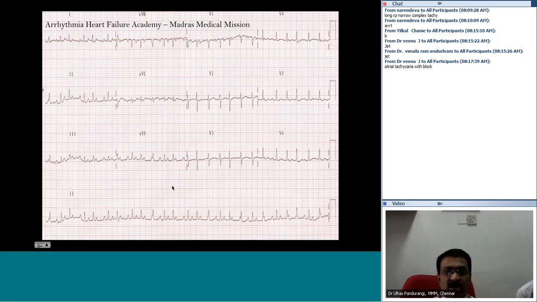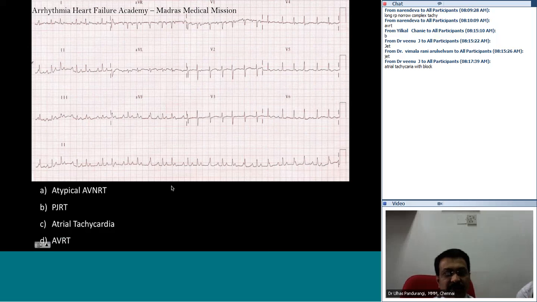Now with this background, I will put up the question. Is it atypical AVNRT? Is it PJRT? Is it atrial tachycardia? Or is it AVRT? I would like to see some response. Vimala Rani says it is C, atrial tachycardia. She is perfectly correct. If you have an irregularly irregular narrow QRS tachycardia and the P waves are not seen, well, it becomes atrial fibrillation.